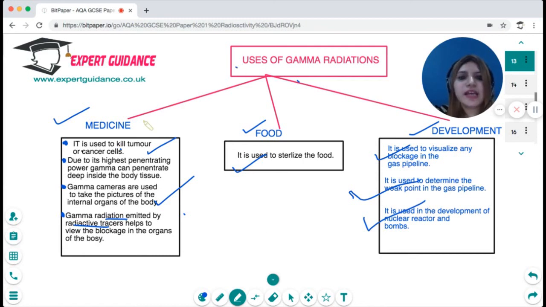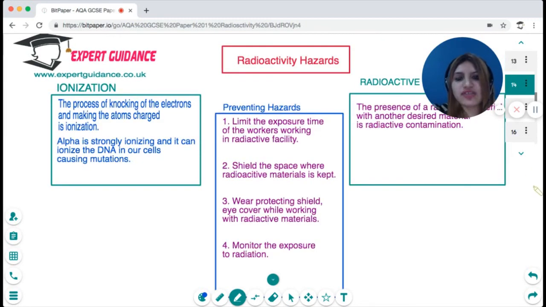Okay, so I hope all these uses of gamma radiations are clear to you. Now, the radioactive hazards are two. First is ionization. The process of knocking off the electrons and making the atom charged is ionization, and alpha particles are strongly ionizing. If anybody is exposed to alpha particles, they can ionize the DNA and cause damage to the cells and cause mutation.